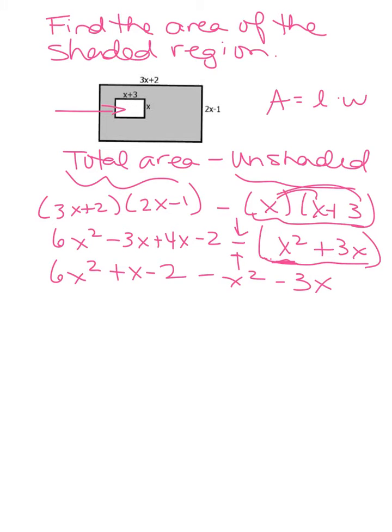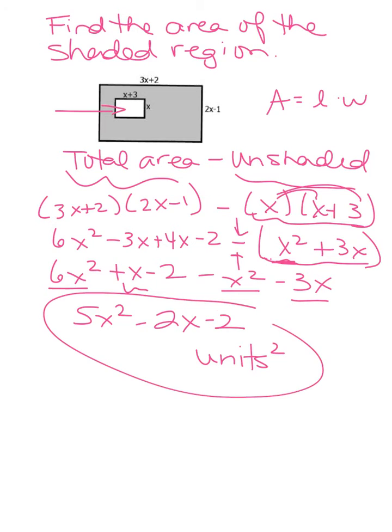And now I'm going to combine like terms. So I have 6x to the second minus x to the second gives me 5x to the second. I have x minus 3x gives me negative 2x minus 2. Now this is going to be units to the second, units squared, because we're talking about area, which is always squared.